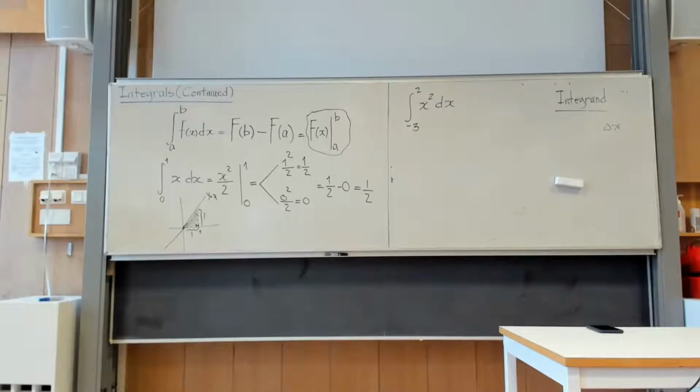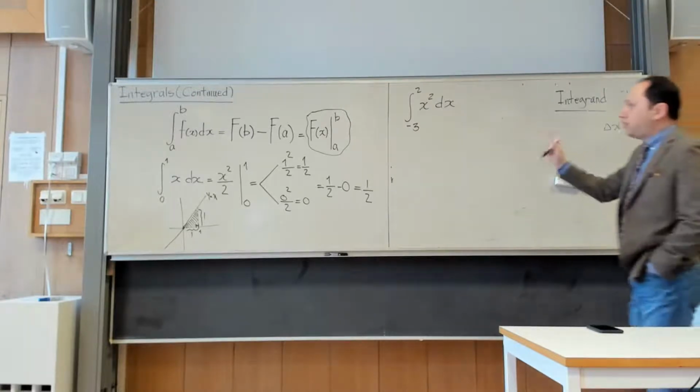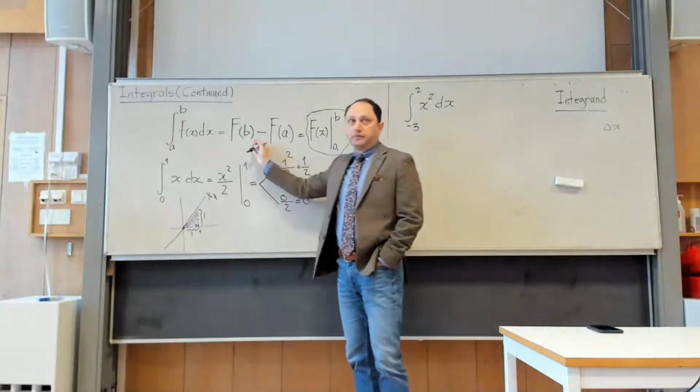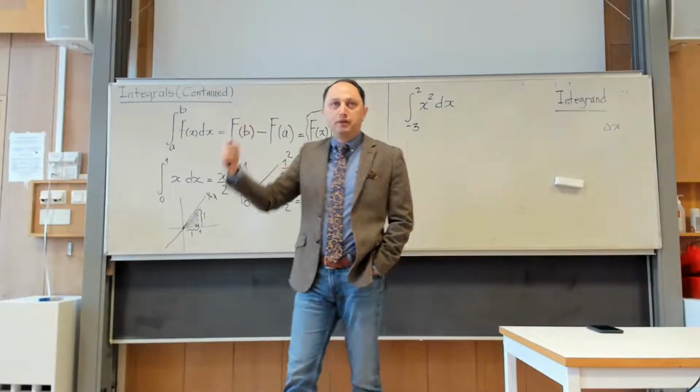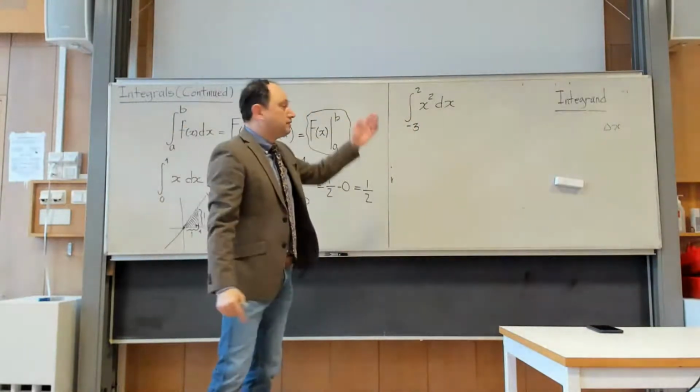Okay, we want to calculate this. How should I do that? We always use Newton's formula. So it means that I think about a primitive function. Okay, tell me, what is a primitive function for x squared?